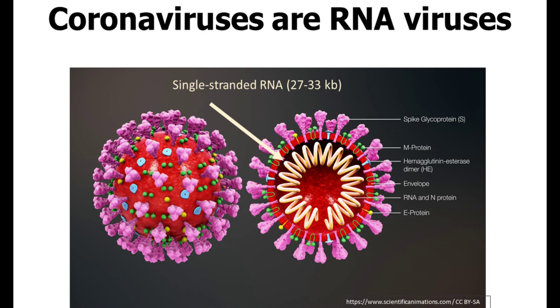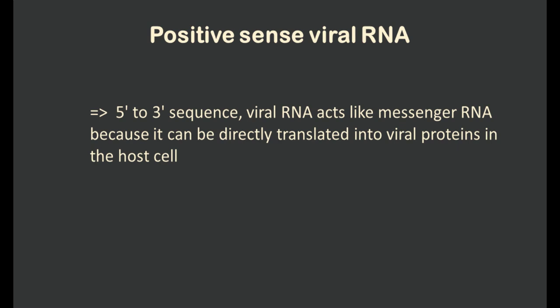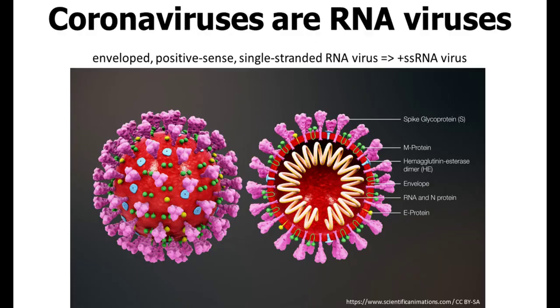Now, inside the cell, we have the single-stranded RNA, which you see as the sort of manila-colored helical thing. And that is called a single-stranded positive sense RNA. Single-stranded positive sense viral RNA basically means that it's starting from the 5' end, so it's going in the 5' to 3' direction. And this is a viral RNA that can act like messenger RNA because it can directly be translating the viral proteins in the host cell.